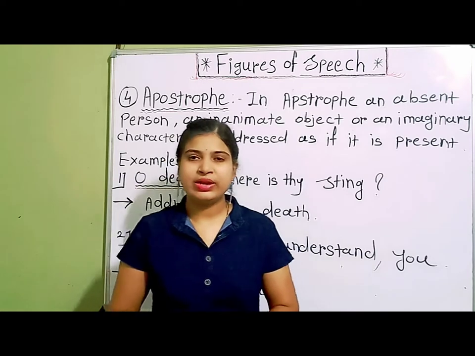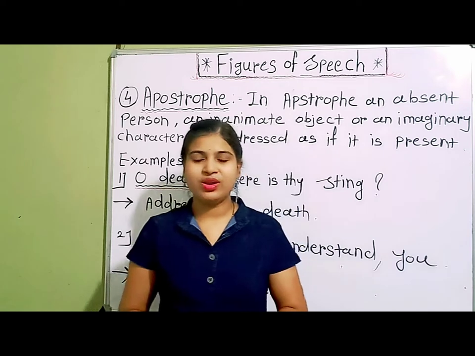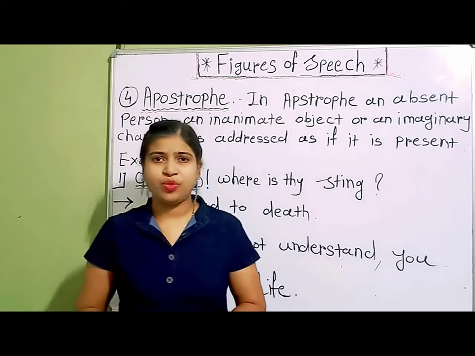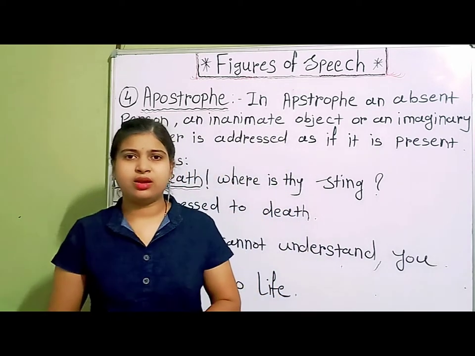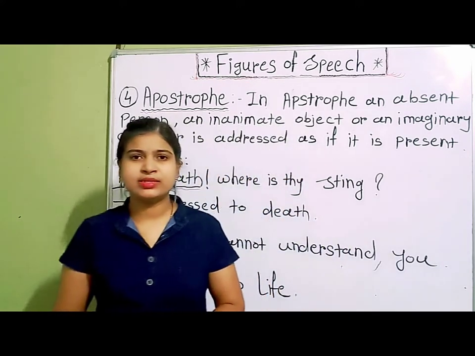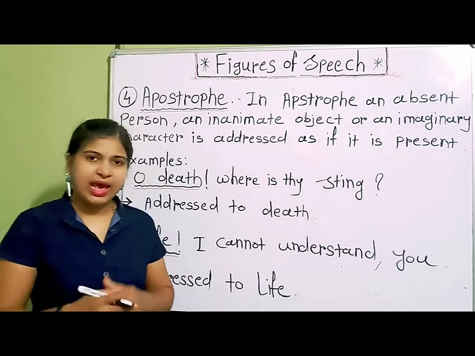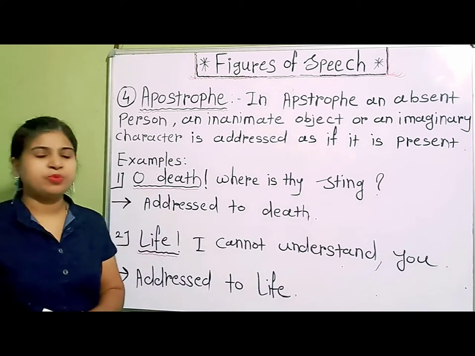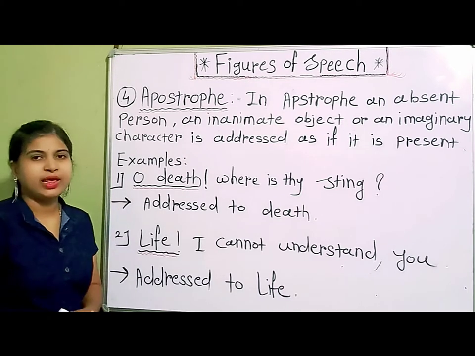Let's look into the next figure of speech, and that is apostrophe. First of all, we will understand what is apostrophe. In apostrophe, an absent person, an imaginary character, or an inanimate object is addressed as if it is present or as if it is having life. To understand the apostrophe figure of speech, let's look into some appropriate examples.